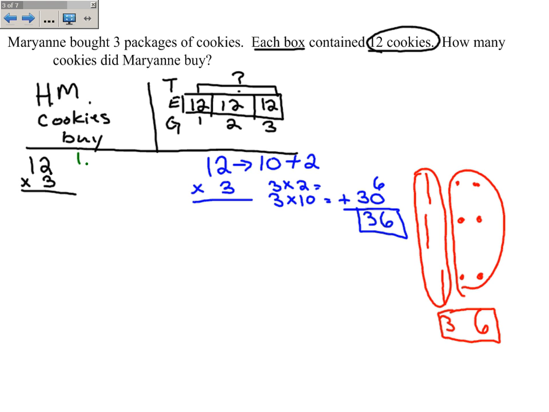Now, an algorithm sounds like a big, scary word, but it's not. What an algorithm is, it's just a procedure. It's a process. It's the steps that I'm going to take to solve it. So it's nothing scary. First thing I'm going to do is I'm going to multiply 3 times 2. And that equals 6. I write my product there. If I equaled something larger, I would have to carry my 1, just the way that I do in addition.